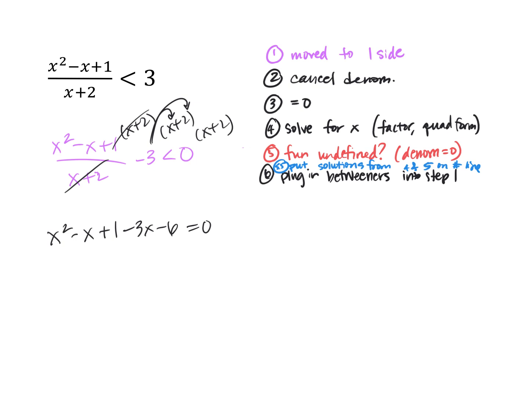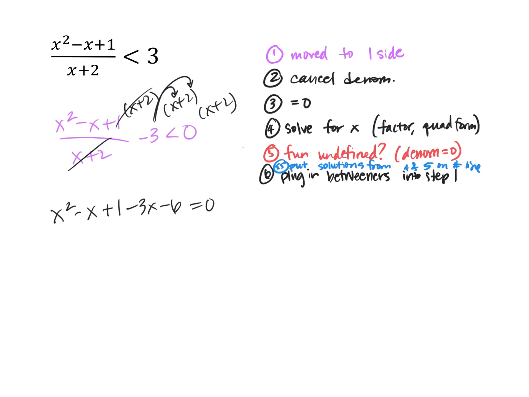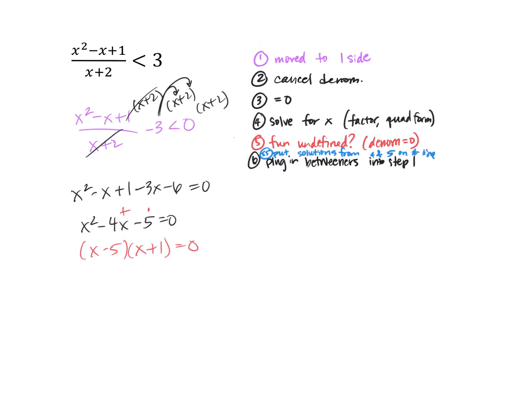So let's do that. If we put this in descending order, we'd have x squared minus how many x's? Minus 4x's, so good, minus 5 equals 0. What multiplies to be negative 5 adds to be negative 4? Negative 5 and 1. Agreed. And then it says solve for x. We got it set equal to 0, but let's get what x equals. X would equal, when do each of those equal 0? 5 and negative 1.